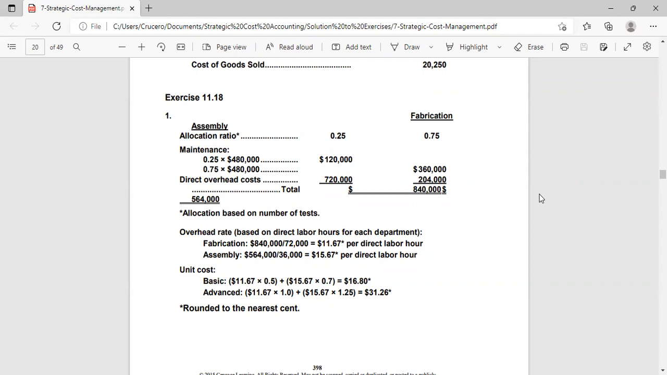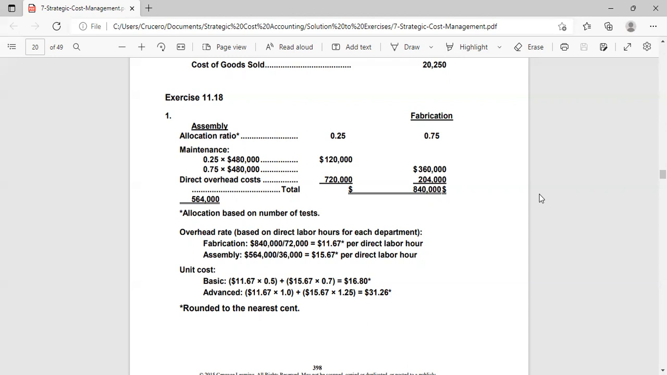Now, the number of tests, the fabrication is 30,000. That of the assembly is 90,000. So, the total is 120,000. So, bali, ang kay fabrication is 30 over 120. That would mean 25%. Kay assembly is 90 test over 120. So it means 75%. Now, in adding the overhead, first we allocate the overhead of 840.